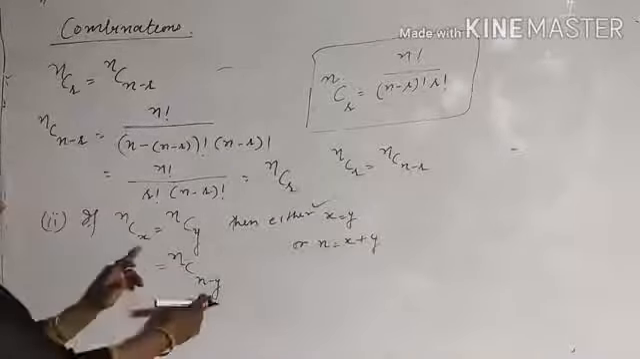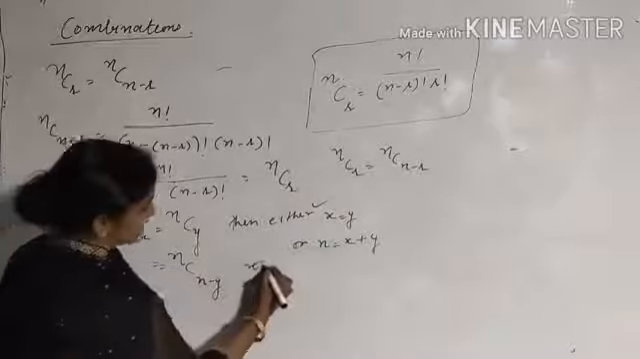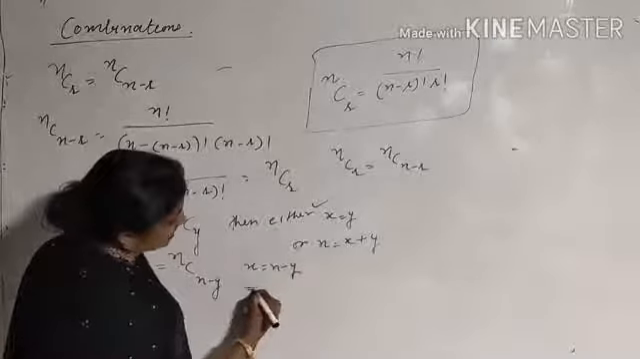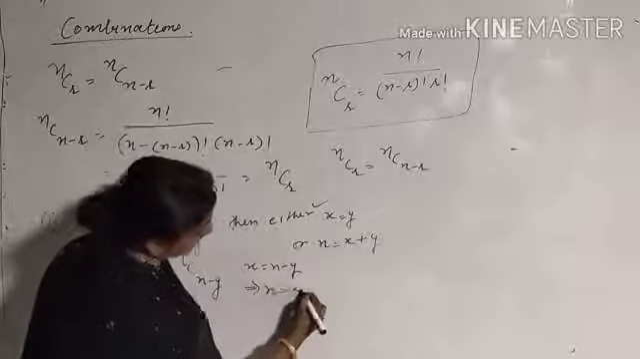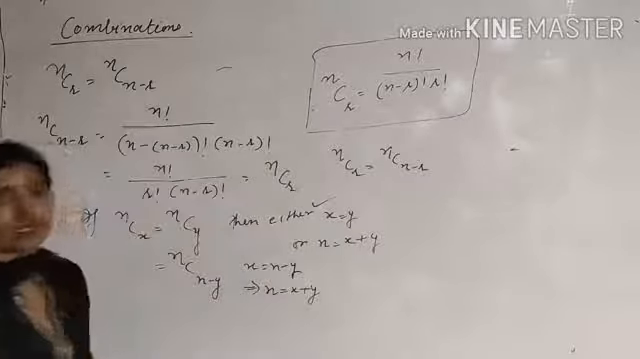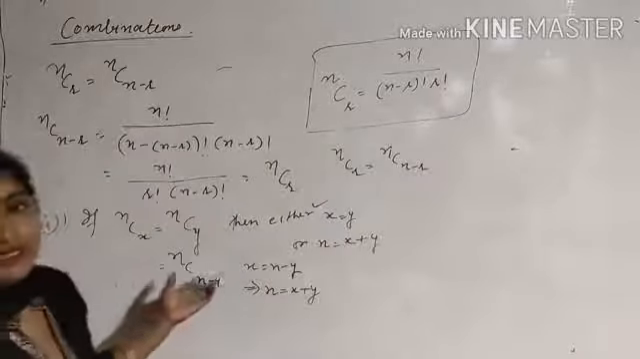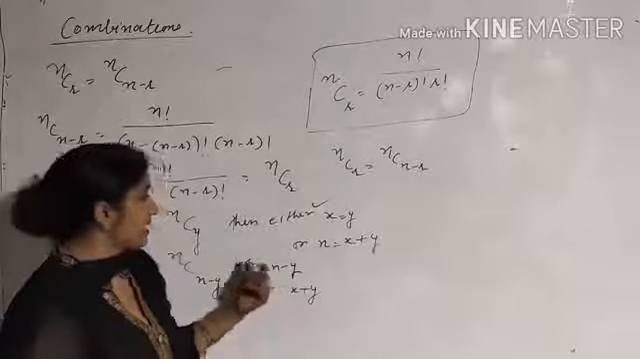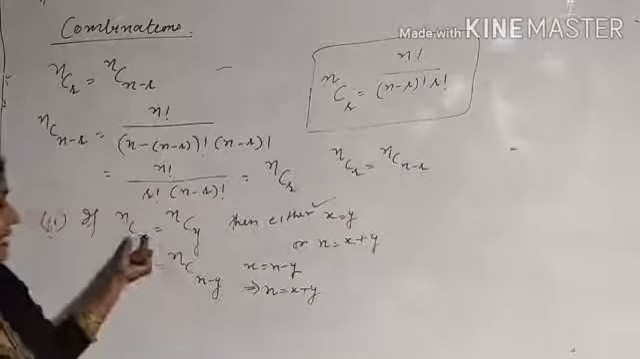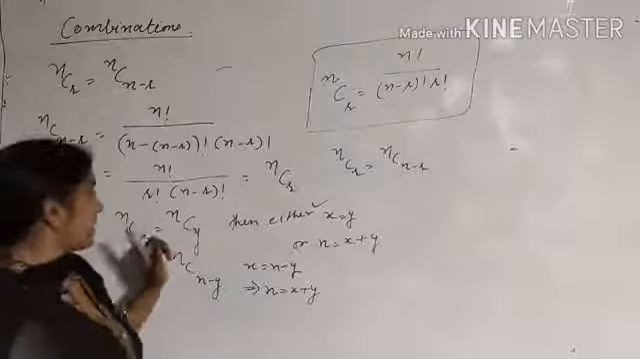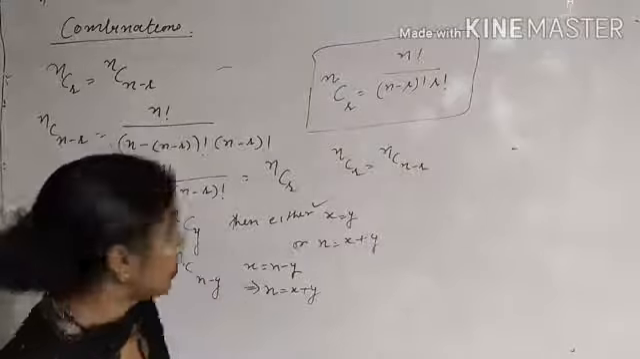And if I compare these two, then you get x is equal to n minus y, which implies n is equal to x plus y. So this is also a very helpful formula for the numerical problems: if nCx is nCy, then either x is equal to y or n is equal to x plus y.